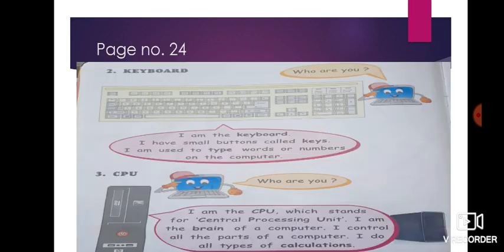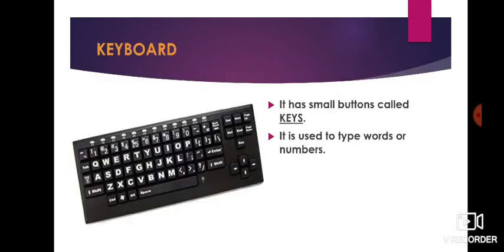Next one is number 2, keyboard. What is the use of it? Can you see the small buttons of a keyboard? They are called keys. You can see the picture of the keyboard on your screen, and the small buttons on the keyboard are called keys. With the help of the keyboard, we can type words or numbers on the computer.